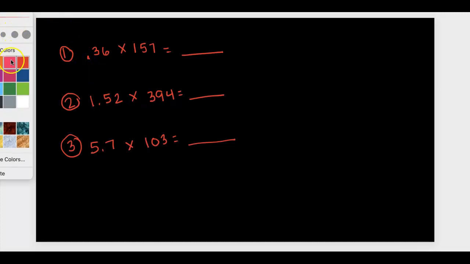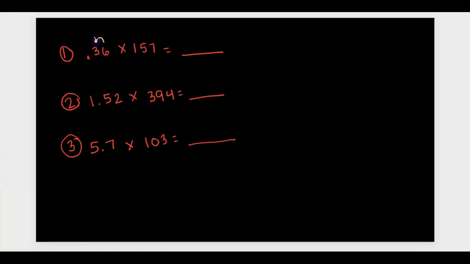So, I'm going to round on some of them, and some of them I might use compatible numbers. It's up to you. So I'm going to look at 0.36, and I'm going to say this 6 makes that round to 0.4. And I'm going to say 157 is close to 160. So if I do the standard algorithm, which is 160 times 0.4, I know that I have to move one place to the right in order to make it a whole number, and move it back when I'm finished.